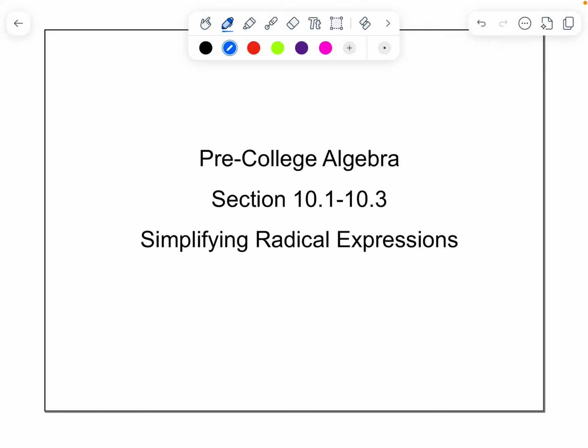Here we are in a new unit talking about simplifying radical expressions. When we say radical expressions, we're talking about things that have a radical. You might recognize it as the square root symbol. Things that have a square root symbol, not necessarily a square root, but maybe a cube root, maybe a fourth root. We're trying to simplify expressions that involve these things.